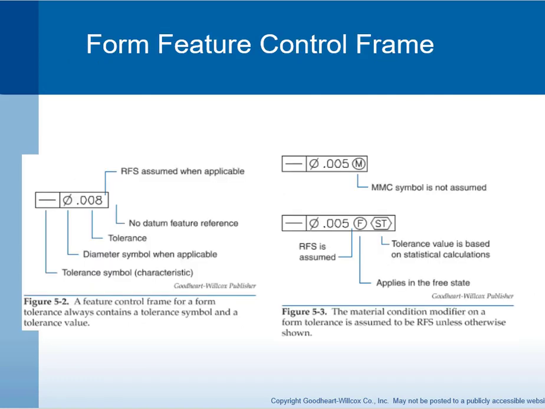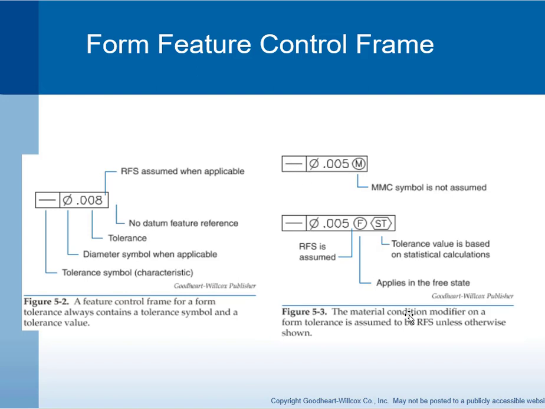Okay, here's some examples. This is a straightness. This one happens to have a diameter symbol, and then we have a tolerance. In accordance with Rule number 2, RFS is assumed. And then there are no datum feature references.